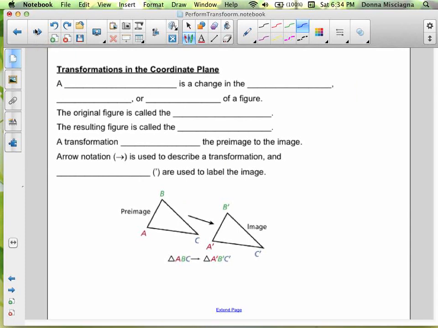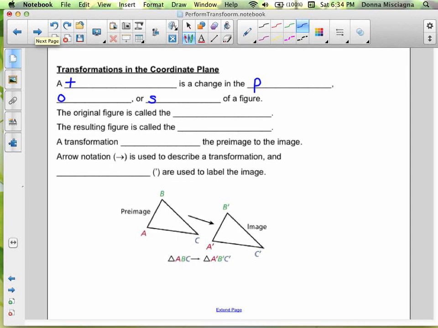All right, so transformations in the coordinate plane. A blank is a change in the blank or blank of a figure. Blank, blank, or blank of a figure. That's a lot of blanks. So you might need a starting letter. I will tell you that word starts with a T. Now, the next three words, I really could order them in any way. However, I'm going to put P first. I'm going to put O second, and I'm going to put S third, because we haven't done S yet.